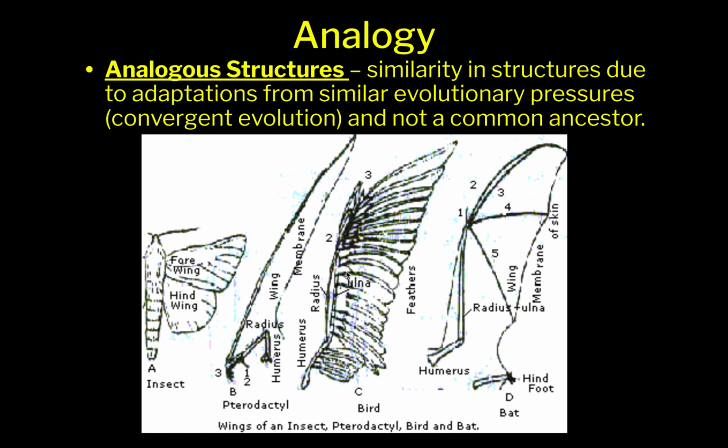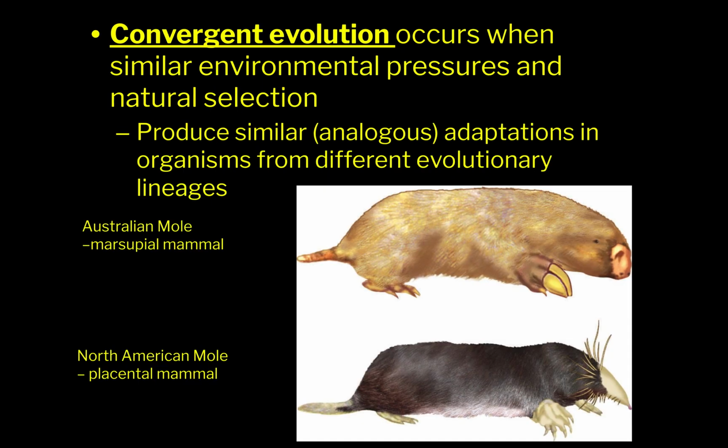What goes along with analogous structures is something called convergent evolution. You could maybe take notes under analogous structures. I would put convergent evolution. Again, what this is doing is just a definition. You already wrote it down once, but this occurs when similar environmental pressures and natural selection happen. And so the animal might look the same, but it's not the same.